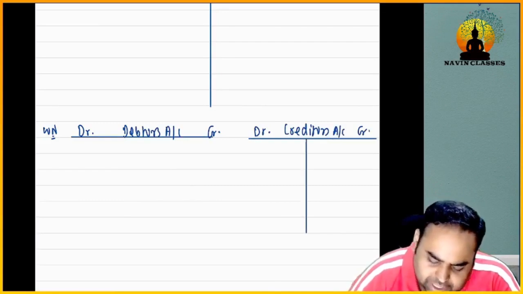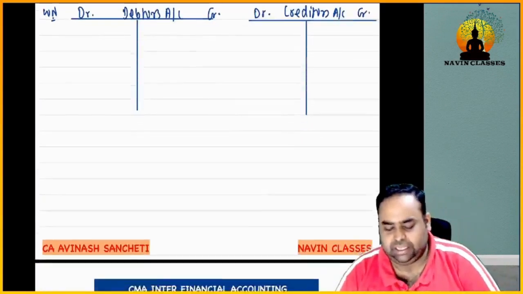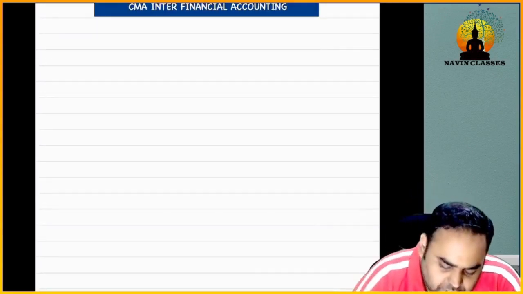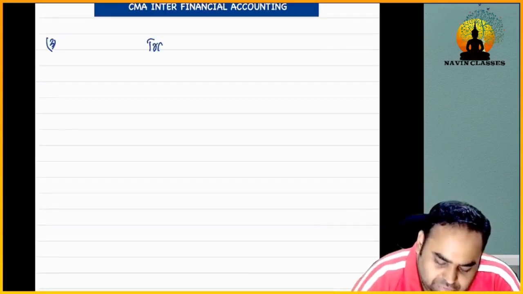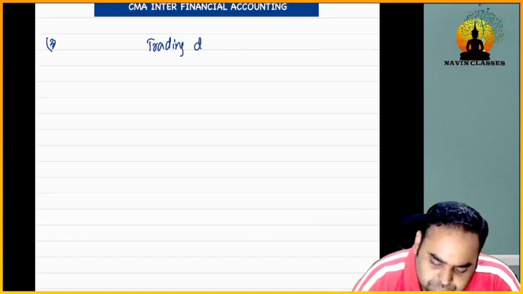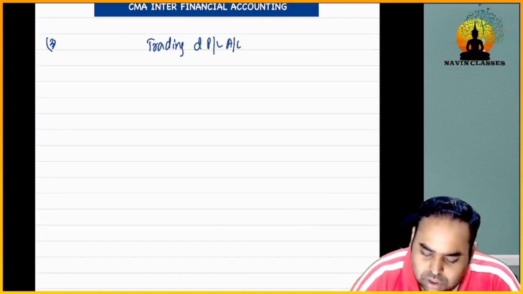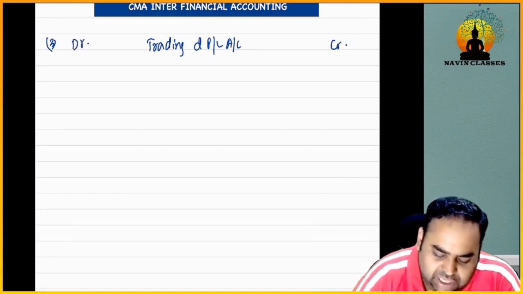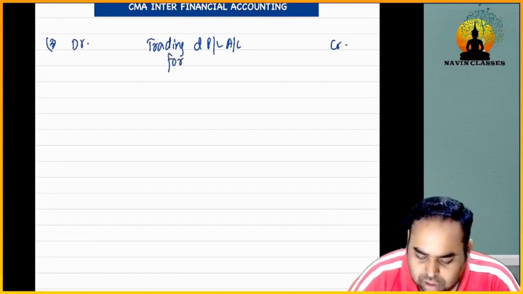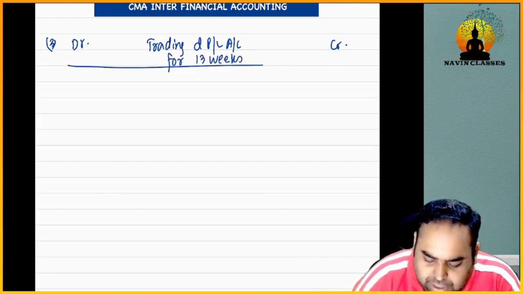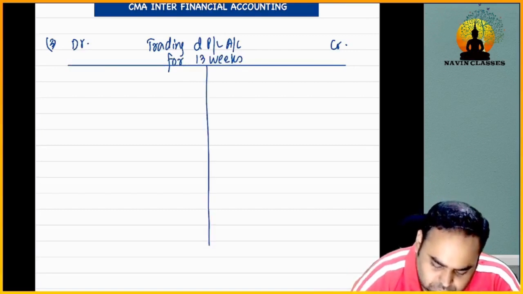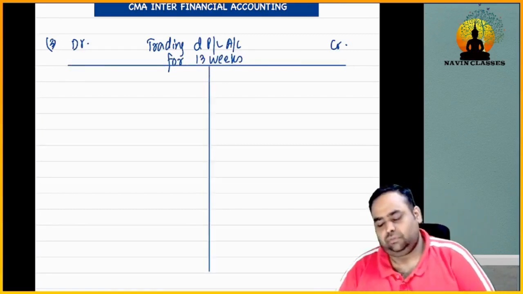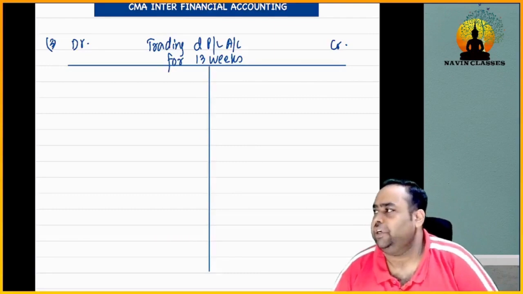If some work comes up, it comes. If it doesn't, fine, no problem. It's a practice. The trading P&L account is part of the working note itself. The question is only asking us to find the missing figure for 13 weeks, which means you have to do the working for 3 months, the trading P&L for 13 weeks.